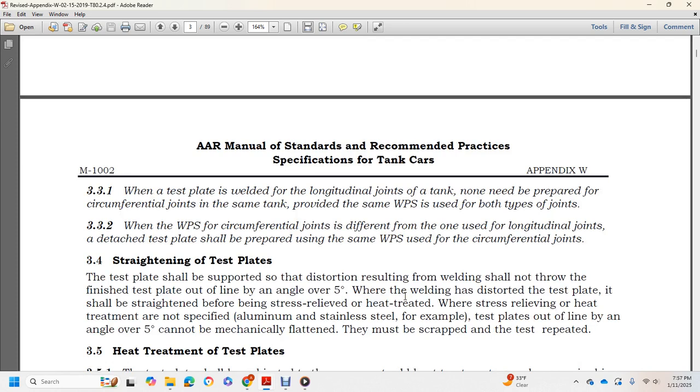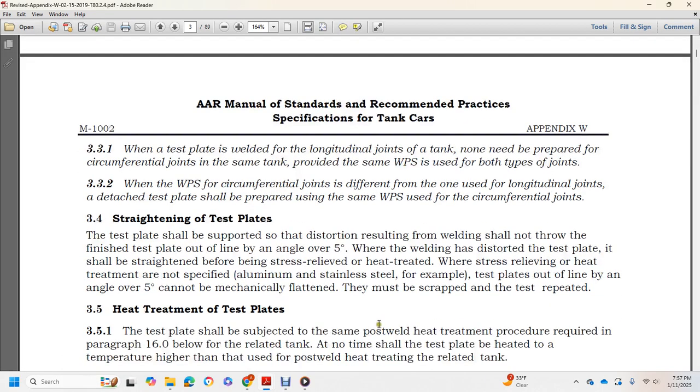Straightening of the test plates. Test plates shall be supported so that the distortion resulting from the welding shall not throw the finished test plate out of line by an angle over 5 degrees. When the welding has distorted the test plate, it shall be straightened before being stress relieved or heat treated. Stress relieving or heat treatment are not specified. Aluminum and stainless steel, for example, test plates out of line by an angle over 5 degrees cannot be mechanically flattened. They must be scrapped and tests repeated.